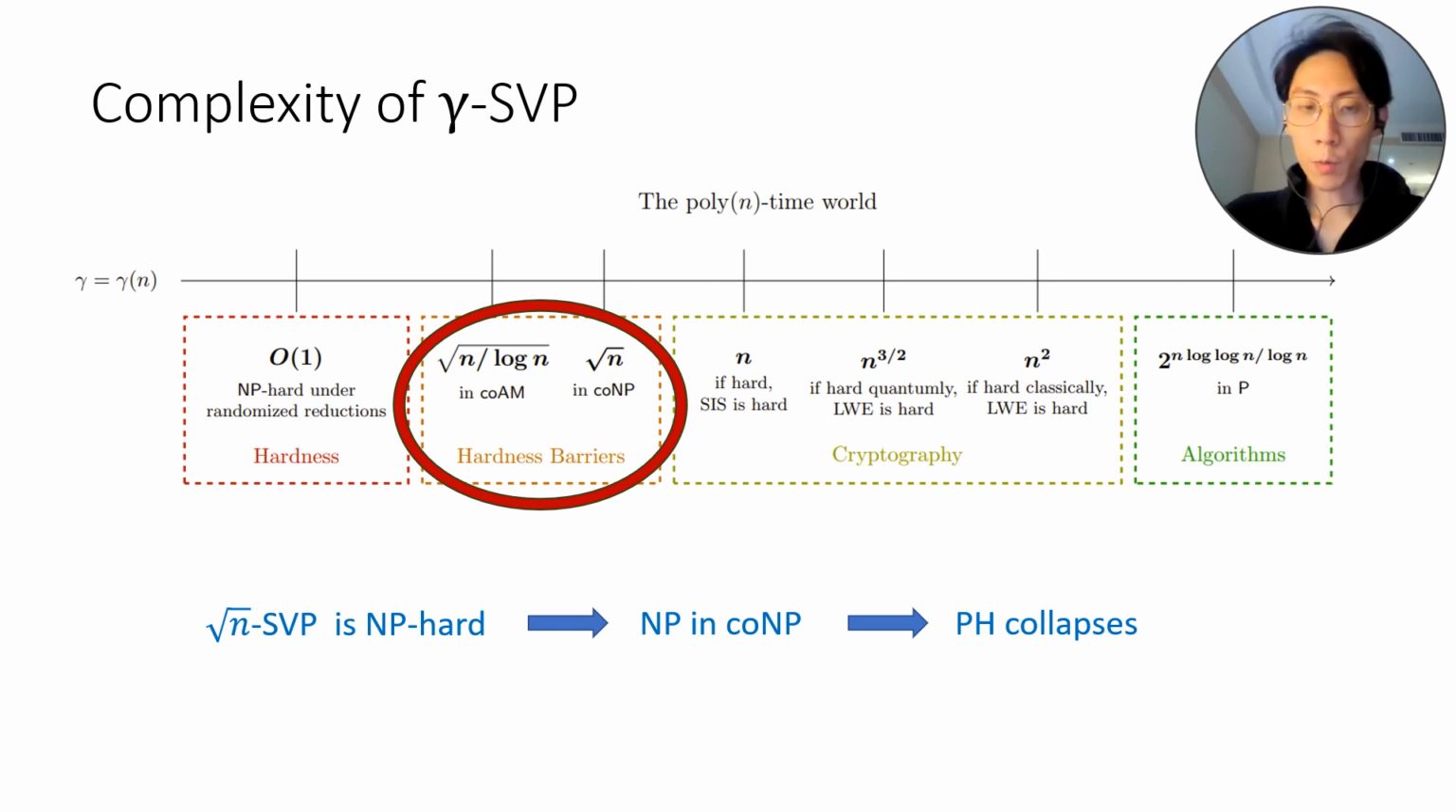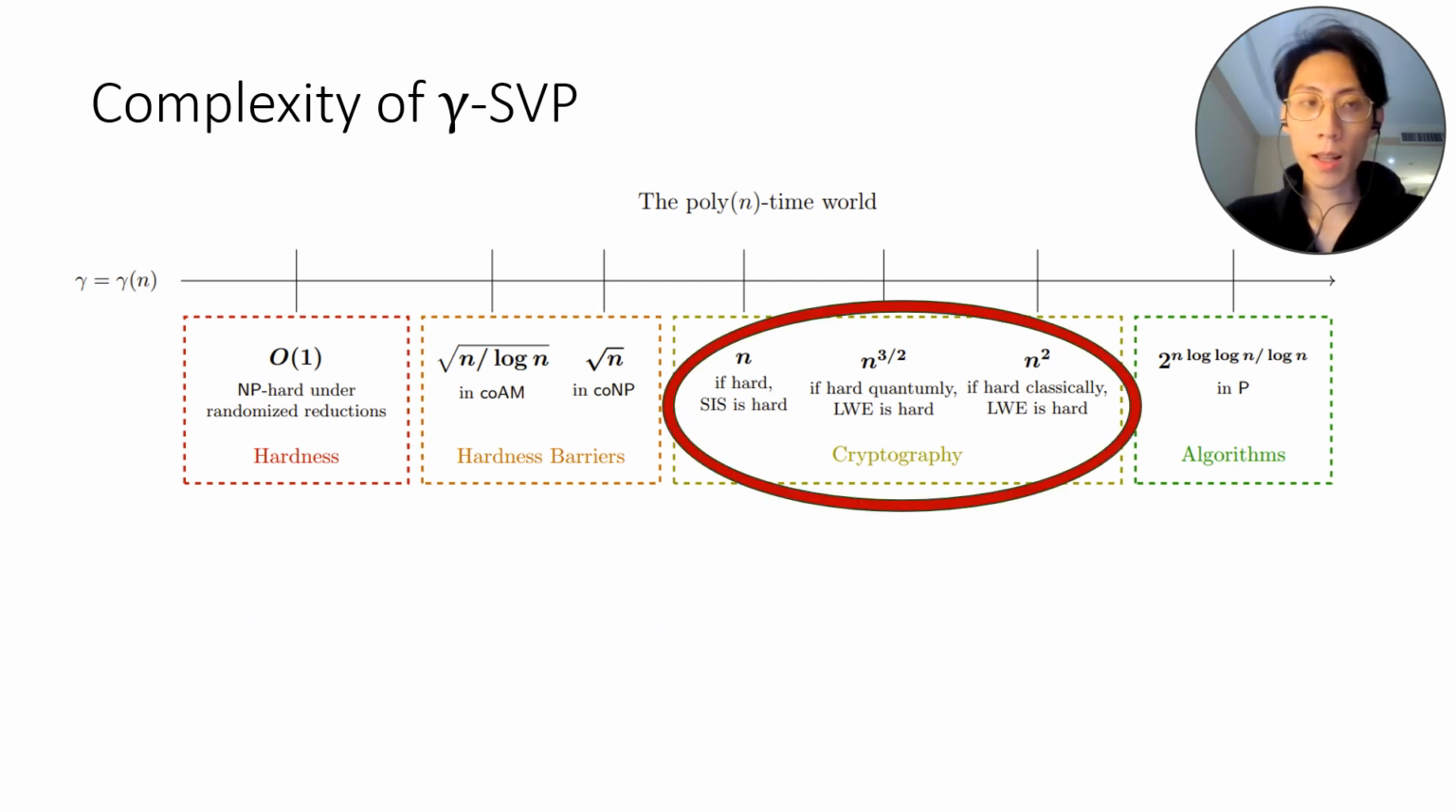Hence, we do not hope to be able to show that square root n SVP is NP-hard. Next, we have a few worst-case to average-case reductions, and these are relevant to cryptography. For example, if we assume that n-approximate SVP is hard, then we are able to show that the short integer solution problem is also hard.